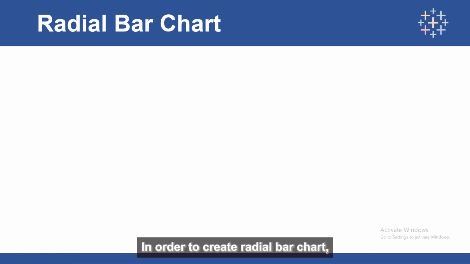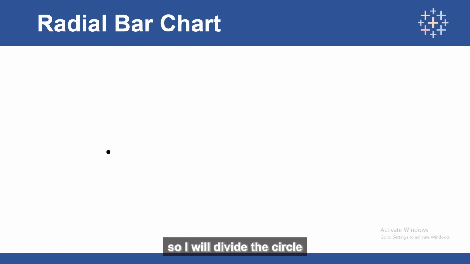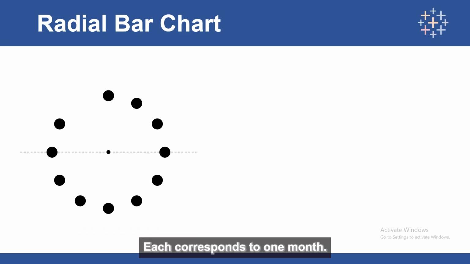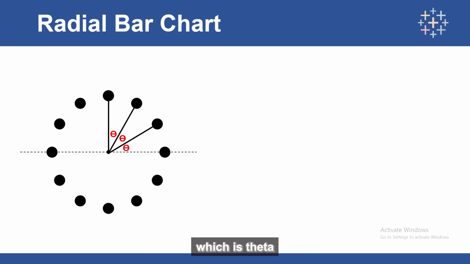In order to create a radial bar chart, we will create two circles, one inside the other. We will divide each of them into n equidistant points. For example, here I want to show the sales of each month over the last year, so I will divide the circle into 12 points, each corresponding to 1 month. Each point has a specific central angle measured from the horizontal, with a constant angle spacing, theta, to make them equidistant and on the same circle.